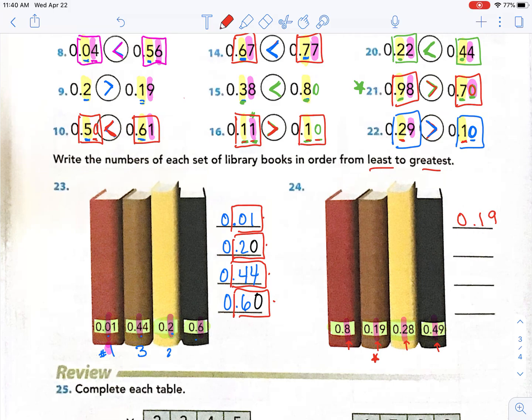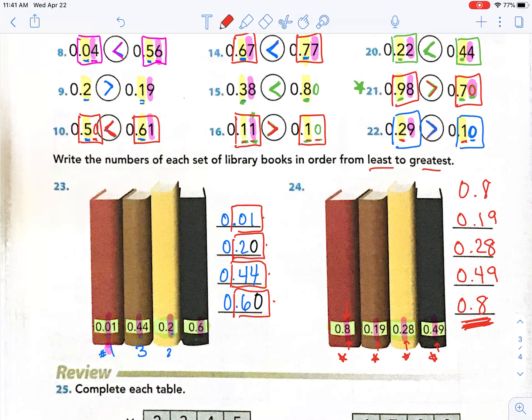Excellent. What do you see that's the next one? 1. What comes after 1? 2. So the next one will be 0.28. 1, 2, 3, 4. I see a 4. 0.49. Last but not least, 0.8. Here is where people go wrong. If I did not highlight this in the tenths place, lots of people would have put this one first. 0.8, 8, 19, 28, 48.